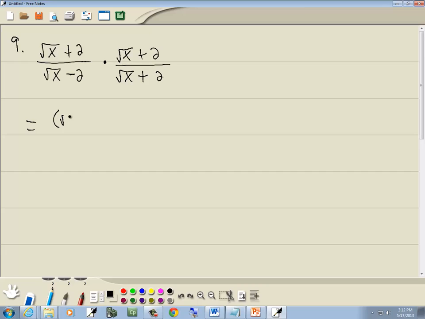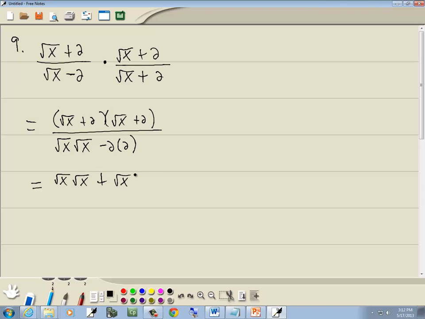So up on top, we got square root of x plus 2 times square root of x plus 2. And down below, since these are conjugates, all you have to do is multiply your first parts together, square root of x times square root of x, and your last parts, negative 2 times 2. Now up on top, square root of x times square root of x, multiply those. Square root of x times 2. 2 times square root of x, I'm just foiling, if you're used to that technique. And 2 times 2. There. Down below, square root of x times square root of x is x, minus 2 times 2 is 4.